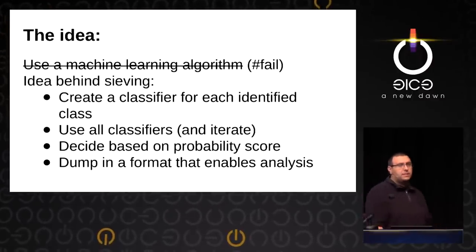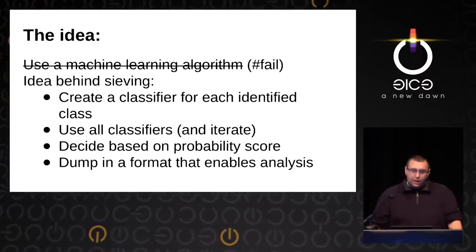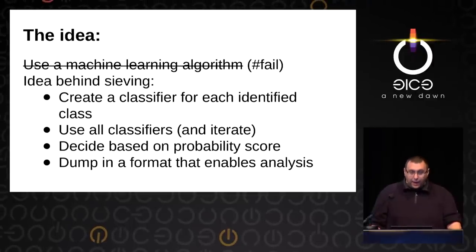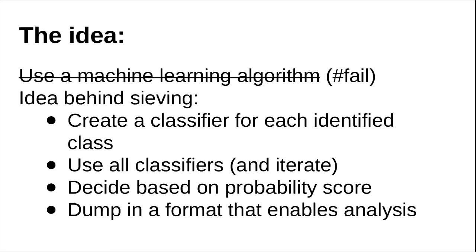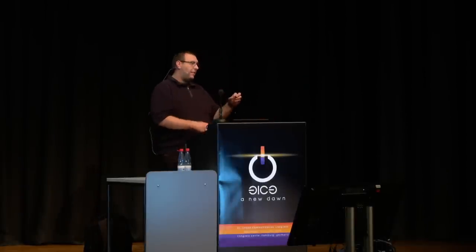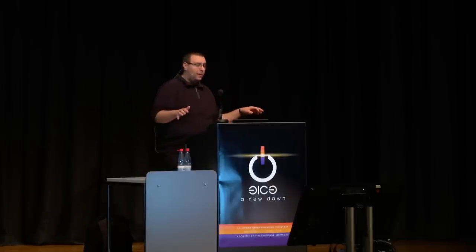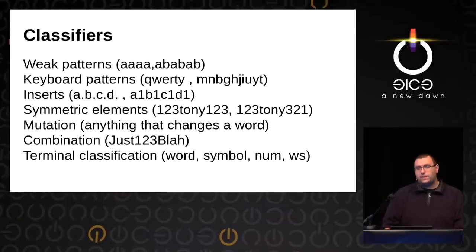The idea was first, let's use a machine learning algorithm and figure something out, which failed miserably. And after that, I created something called sieving, which is the following idea. Just create a classifier for each identified password class. You cannot classify all passwords. You can't figure out how all passwords are created. Let's just see a subset. Create a classifier that can identify a subset, and then for each of the classes, create one classifier. Decide which ones are probably the most correct ones, which ones were right, and then dump everything in a format that enables analysis. These are some password classes that I identified.